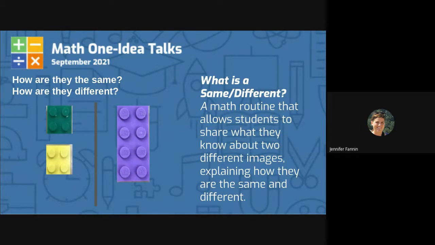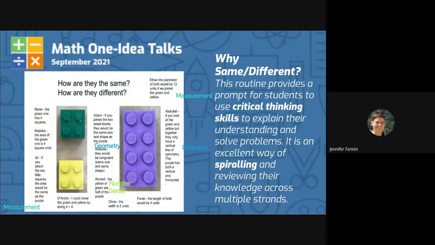What is same different? It's a math routine that allows students to share what they know about two different images, explaining how they are the same and different. Why use same different? This routine provides a prompt for students to use critical thinking skills to explain their understanding and solve problems. It's an excellent way of spiraling and reviewing their knowledge across multiple strands.